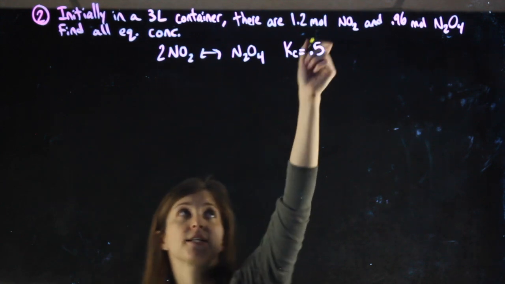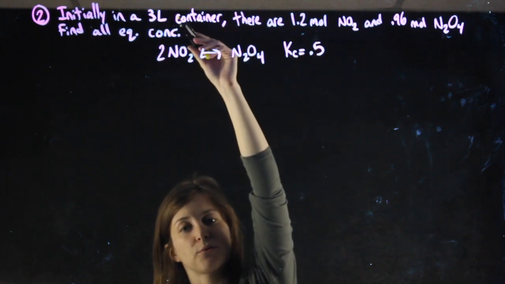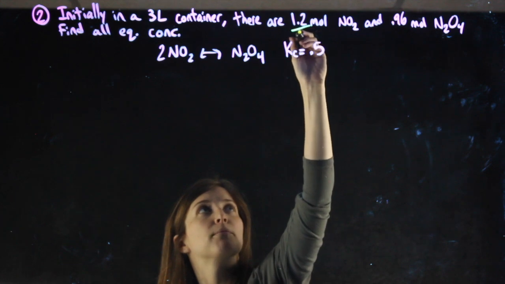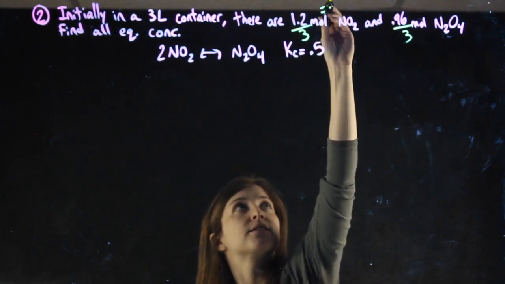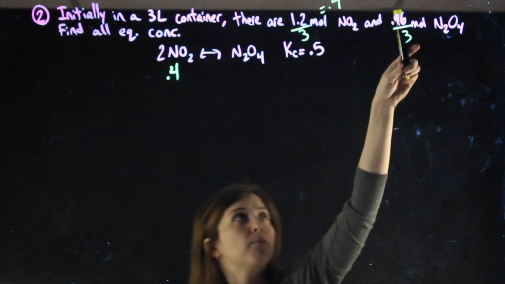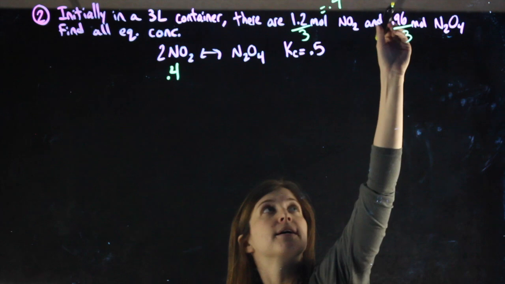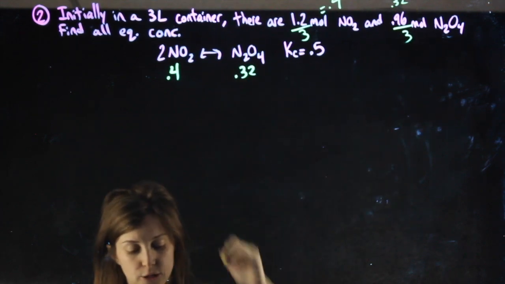So my first step is to take all of these moles I was given, divide them by the volume, the 3 liters I was given, and that will put them in molarity. 1.2 divided by 3 gets me 0.4 for my initial value of NO2. 0.96 divided by 3 gets me 0.32 as my initial value of N2O4.